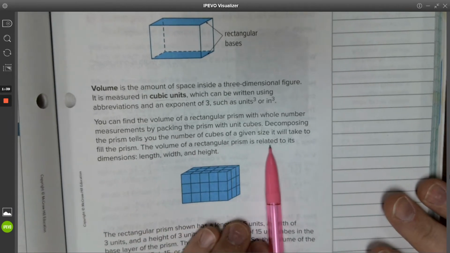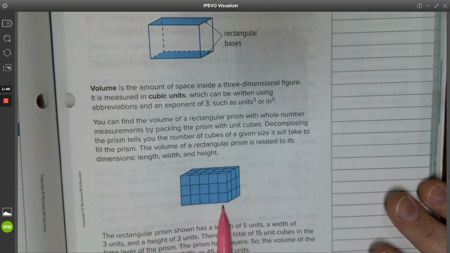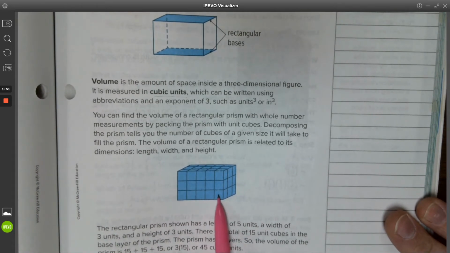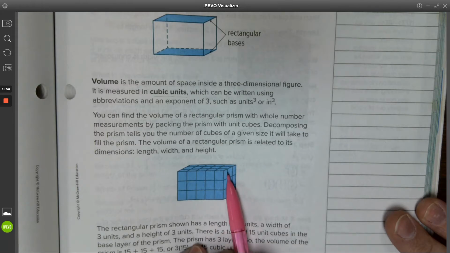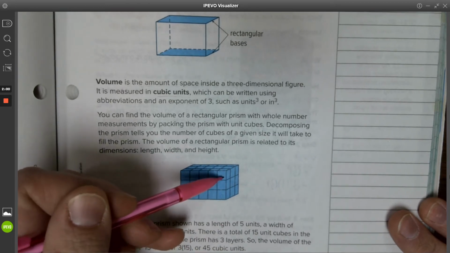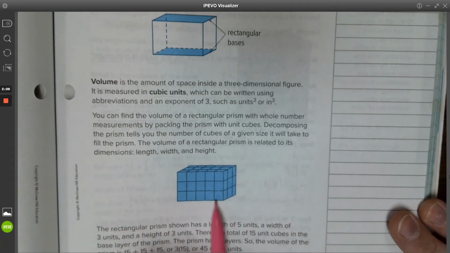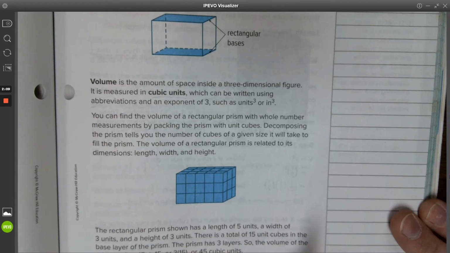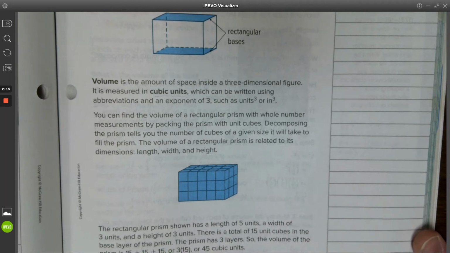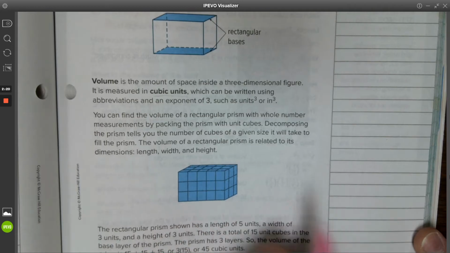The volume of a rectangular prism is related to its dimensions: length, width, and height. So let's take a look at this prism here. This prism has a length of 5, 1, 2, 3, 4, 5, a width of 3, 1, 2, 3, and a height of 3, 1, 2, 3. So there is a total of 15 cubes that we would use in the base layers. So 15 on the bottom, right? 15 on the top. And then we have one row of 15 in the middle, which would then be 45. So if we were to take apart this prism, we would find 45 little cubes inside of it.